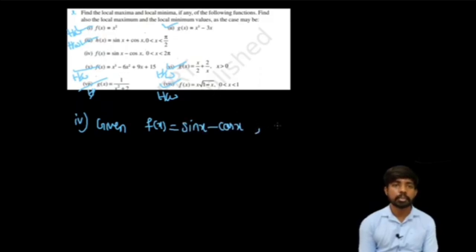Fourth problem I will solve. Given function f of x is equal to sin x minus cos x, where x lies from 0 to 2 pi. Now first, differentiate with respect to x.